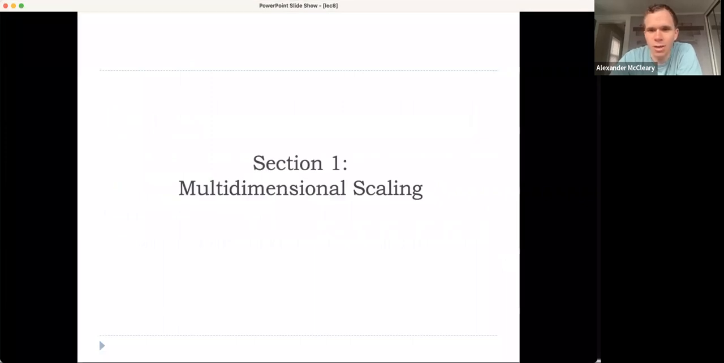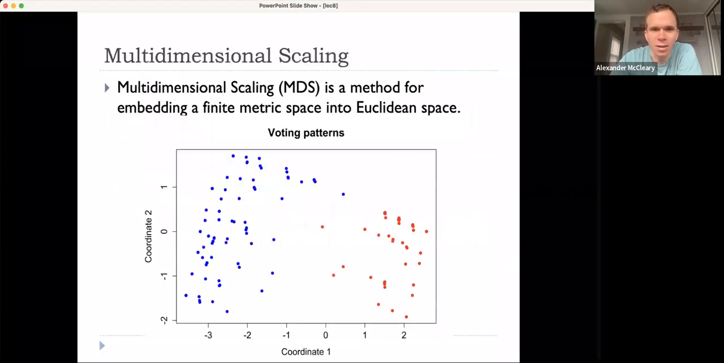Okay, so the first thing we're going to look at is multidimensional scaling. So the idea of multidimensional scaling is to take a finite metric space and find a way of embedding it into some Euclidean space. So for example, this picture right here consists of senators. Each point in this picture represents one senator in the US Senate.